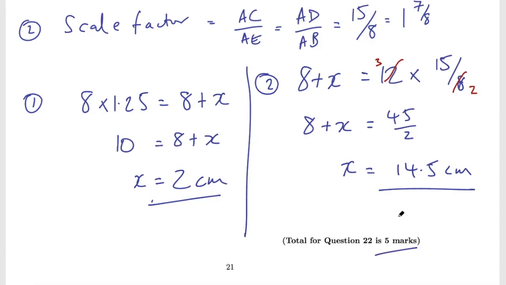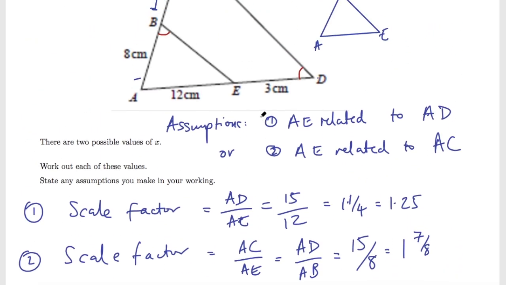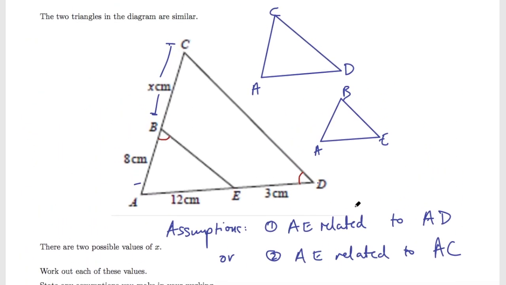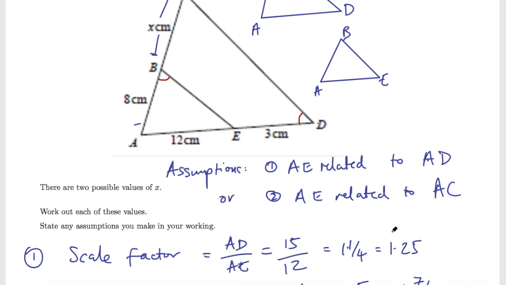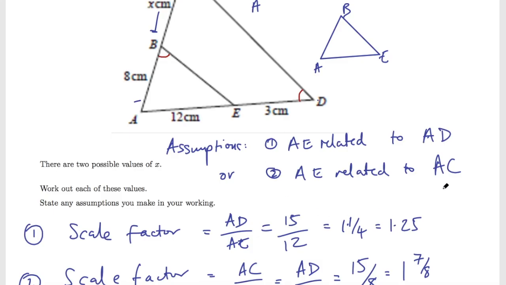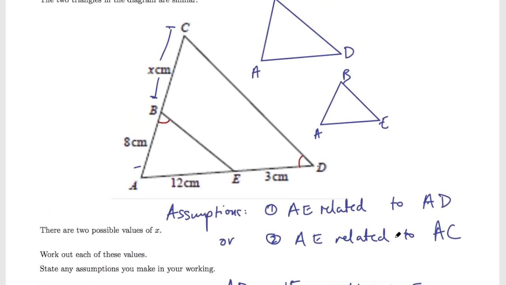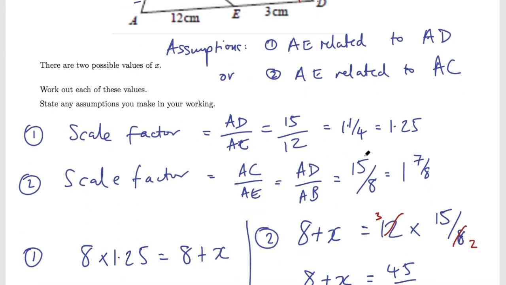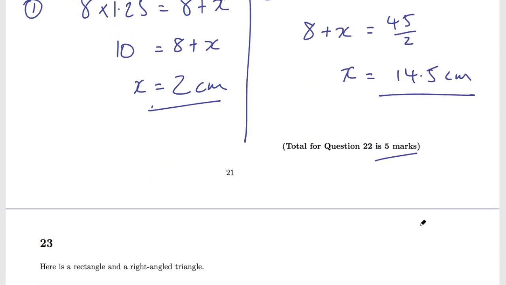I say that is worth a good 5 marks, or even could be 6 marks. But in my answer, I started off with the assumptions. I said I could assume AE is related to AD, or AE is related to AC. And maybe that's not the best way to state those assumptions. Maybe there's an easier way to state that. But then I went ahead and using those assumptions came up with my 2 answers.